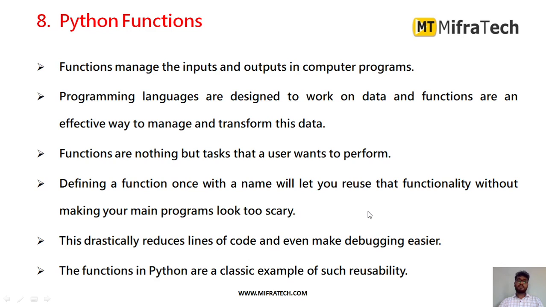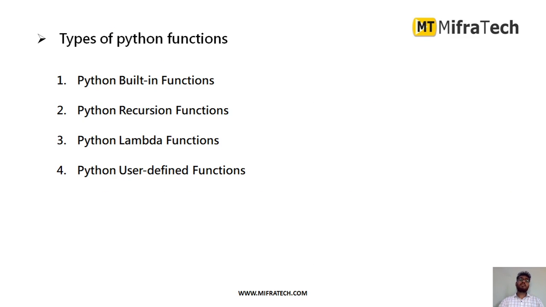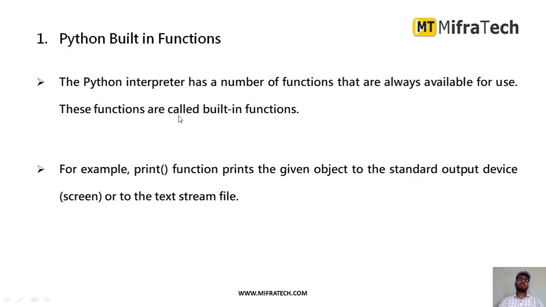There are different types of functions available in Python. We'll see what they are. These are the four different types of functions available in Python. First is the Python built-in functions, the inbuilt functions in Python. Next we will see Python recursion functions, Python lambda functions and Python user defined functions. We will discuss all of these in detail. First we will deal with Python built-in functions.